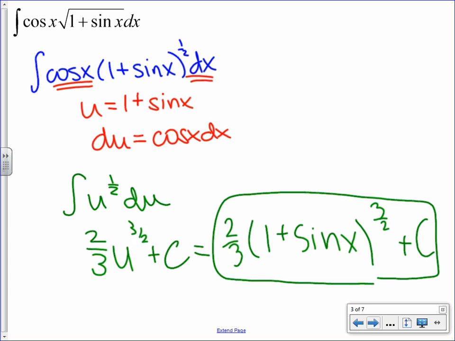Okay. One more trig example. These past two trig examples, we have used a trig function for our substitution.